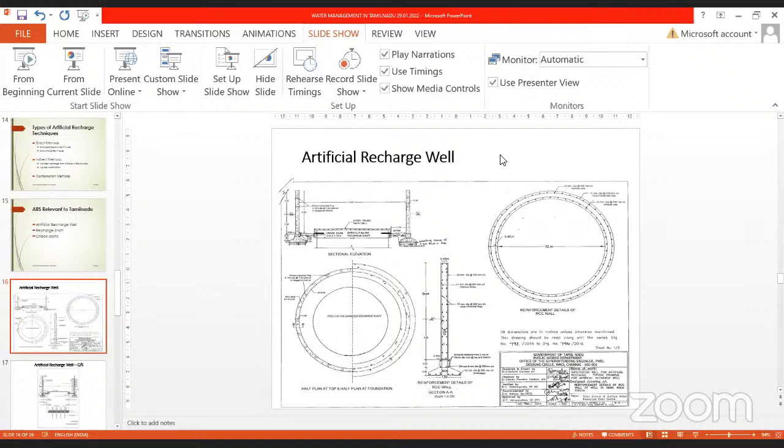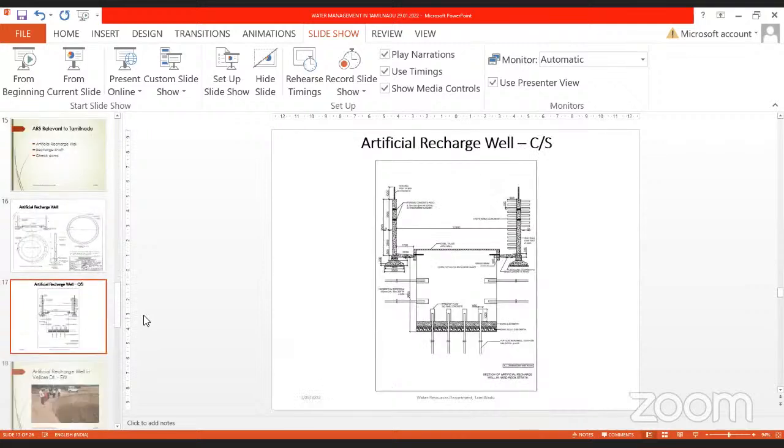I have given a drawing of the artificial recharge well. Maybe the next drawing will be much more clear. This is the plan, half plan at the top and half plan at foundation. Reinforcement plates, the side view. Maybe this cross section, if you can zoom out, these are the things that we are actually doing in Vellore. See, this is the ground level. There is an outer well of dia 12 meter and the inner well of dia 8 meter.